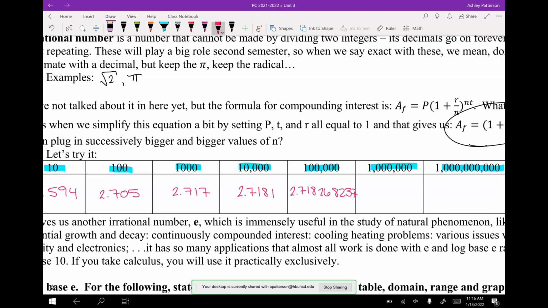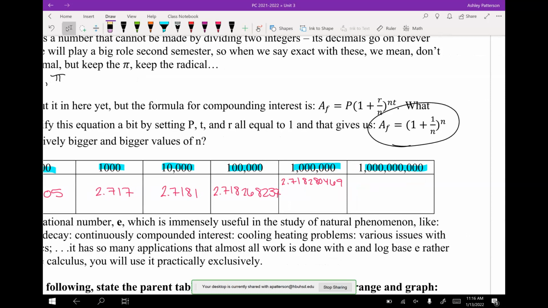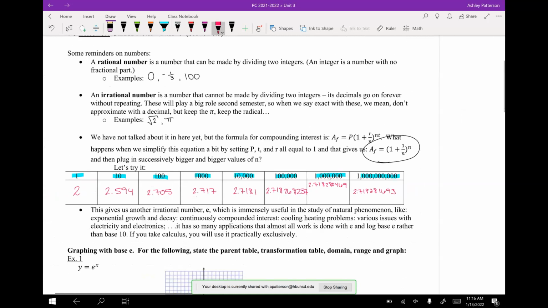For the next one, we should have gotten 2.718280469 approximately, yes? So then if we substitute in 1 billion, we get 2.718281693. What are we leveling out at? What does it seem that we are approaching here? Yeah, Peyton. 2.718, absolutely.